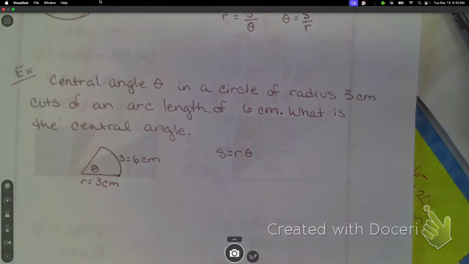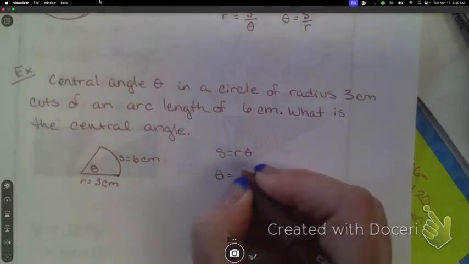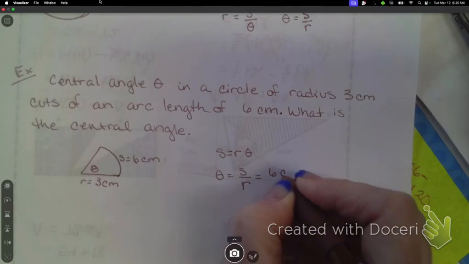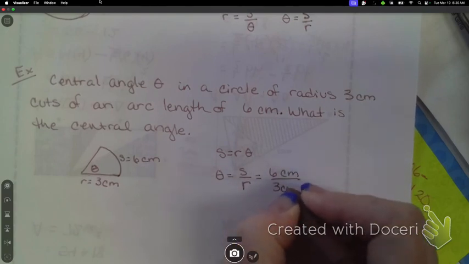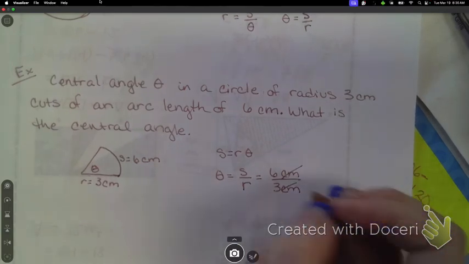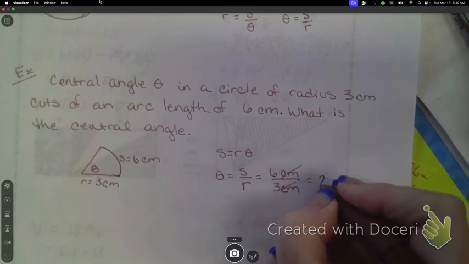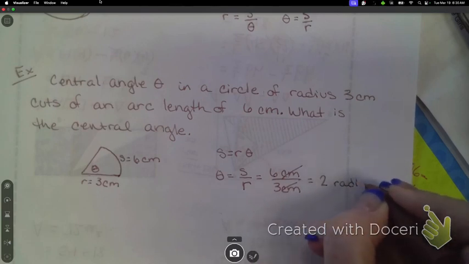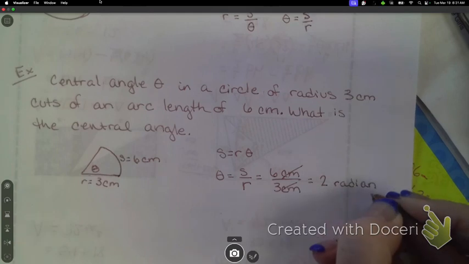So we're going to only remember S equals R theta, because I don't want to remember 3 formulas. I want to remember 1. So if I'm only remembering S equals R theta, what's theta equal from there? S over R, which would be 6 centimeters over 3 centimeters. I'm making a point to put the units there because these units reduce. And so I get 2, but 2 what? Radians. Now, I don't have to write radian, but I am to remind you that it is 2 radians.